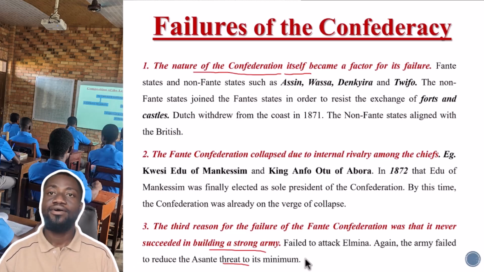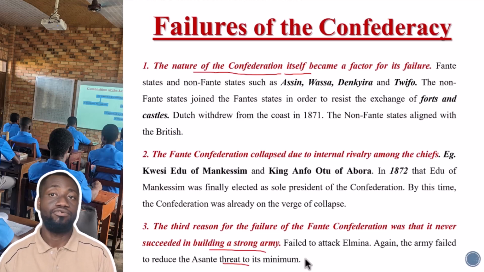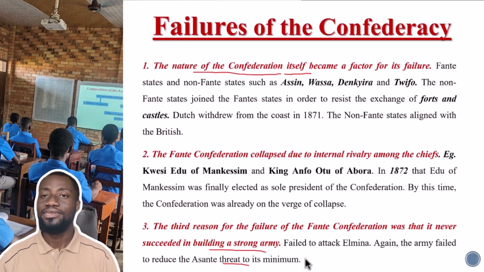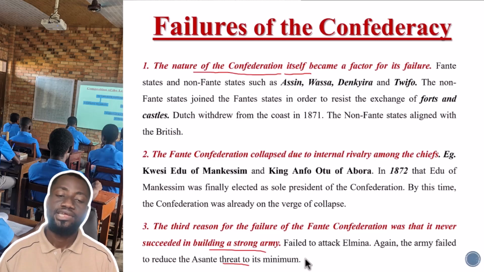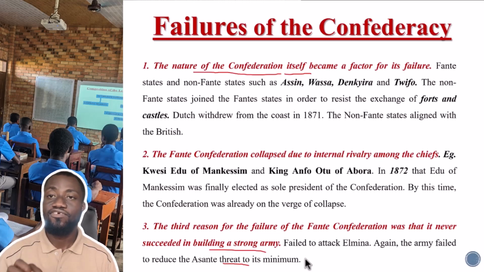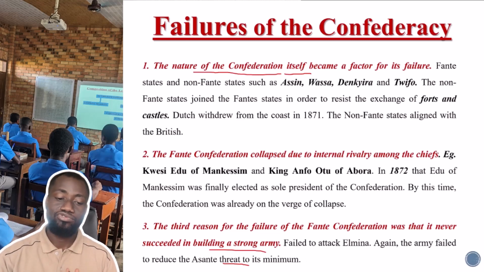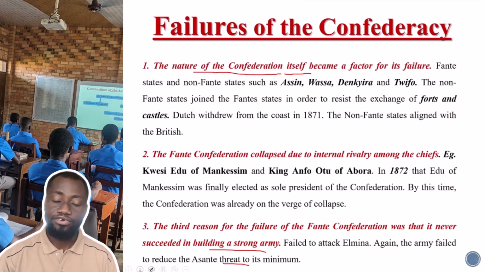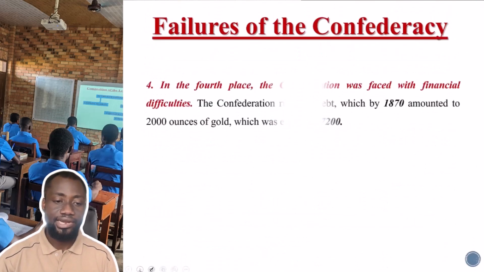But the army was too small. The number 15,000, as we said earlier, was too small to face the Asante threat as well as even the British. So really, they never succeeded in forming a real, strong army. And in those days, if your army was weak, there was no way you could survive. All right, but let's take a look at the last two.